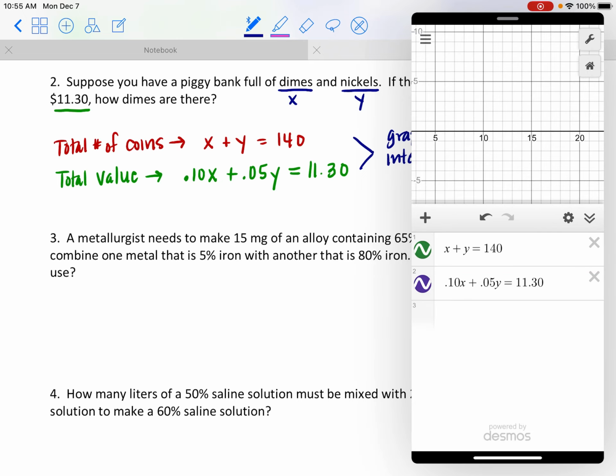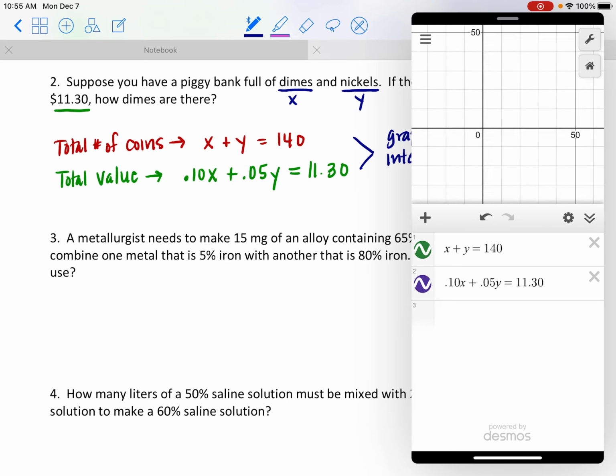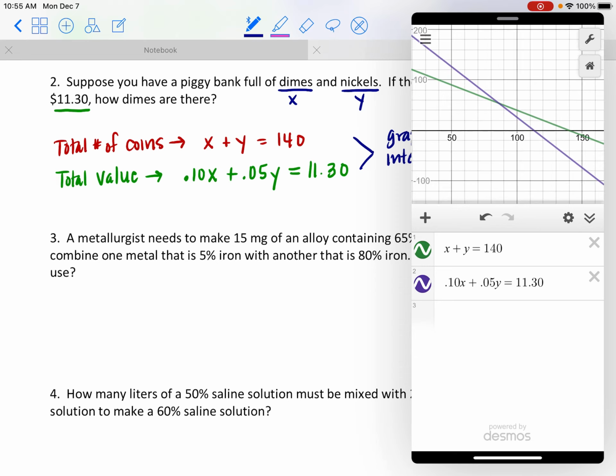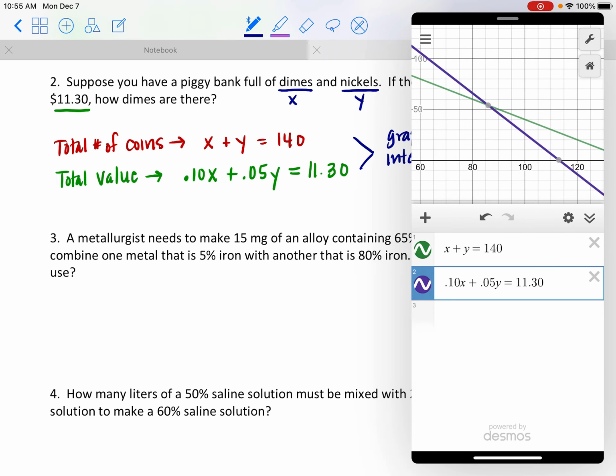$11.30. And last time we got decimal amounts, which made sense because the price of an object could have a decimal value, right? $1.19, $1.30, whatever it was. Here, before I even tap on the solution, I should be looking for a whole number amount because I can't have a decimal amount of dimes or a decimal amount of nickels. So make sure you're thinking about your situation and answers.